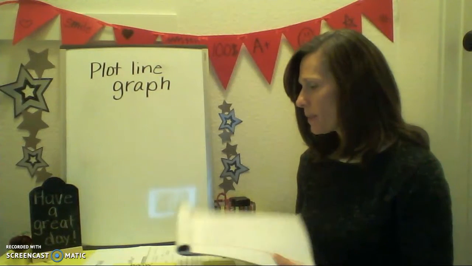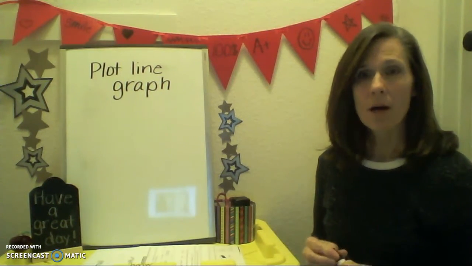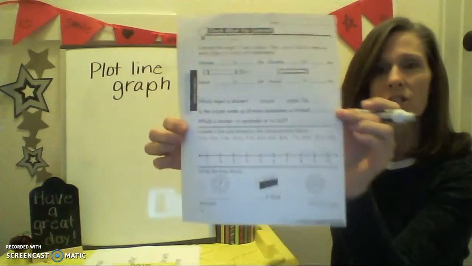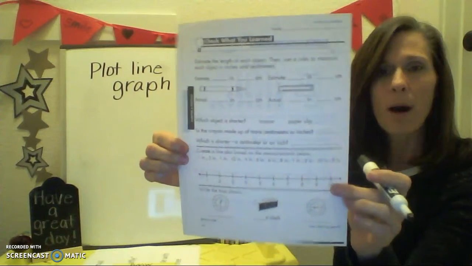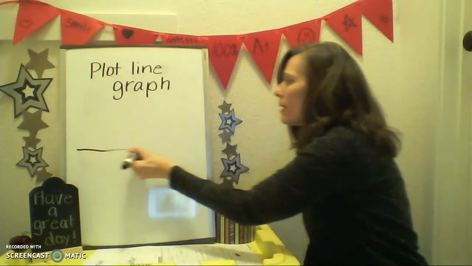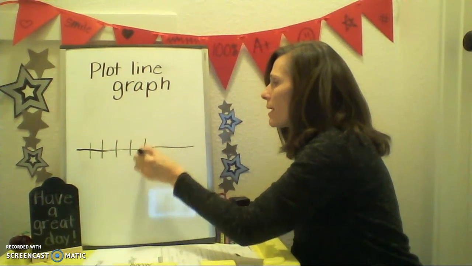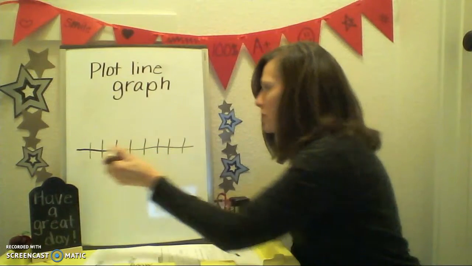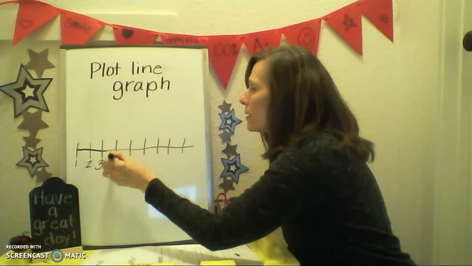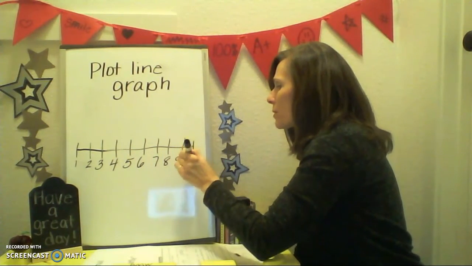All right, so I want to talk a little bit about a plotline graph. Now, a plotline graph is usually used on a number line. And so some of you might remember this sheet right here with the plotline graph right here at the bottom. And so there's a number line on the bottom for the plotline graph, right? And it says 1, 2, 3, 4, 5, 6, 7, 8, right? Well, I think we can go up to 10. Let's go up to 10.